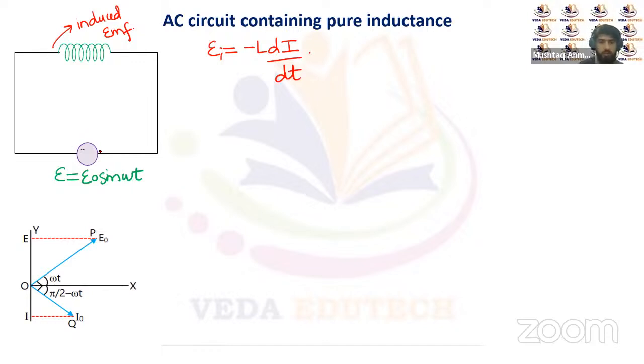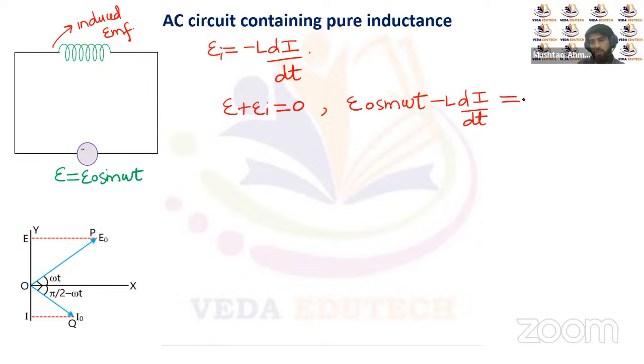Now applying Kirchhoff's voltage law, E plus E_I should be equal to zero, and E is E naught sine of omega t, and the value of induced EMF is minus L di by dt. That should be equal to zero, right?